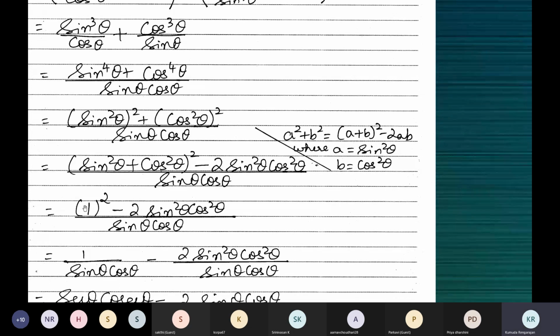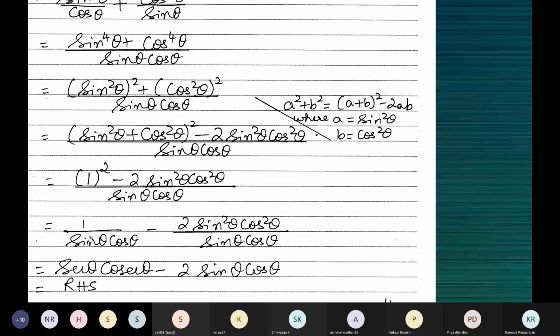So this numerator, 1 by sin theta cos theta minus 2 sin square theta cos square theta by sin theta cos theta. So 1 by cos theta is secant theta. 1 by sin theta is cosecant theta. Minus, here you can cancel and you get 2 sin theta cos theta, which is the RHS.